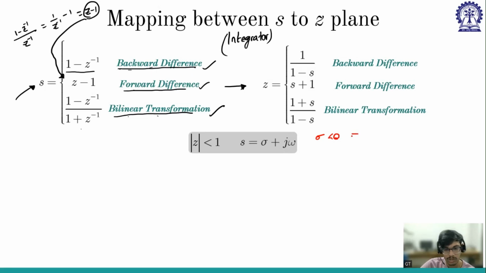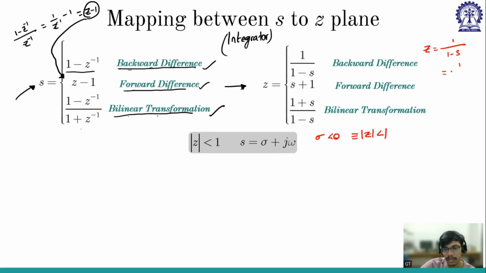Stable. So this is equivalent to stable mod Z less than 1, right? Within the unit circle. So whatever transformation I am considering, this should hold good. So if you consider, say, backward difference, Z is equal to 1 by 1 minus S, right?